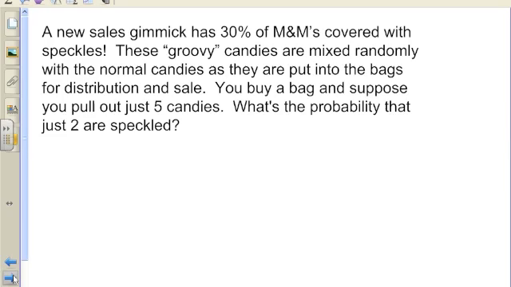So here's our question. A new sales gimmick has 30% of M&Ms covered with speckles. These groovy candies are mixed randomly with the normal candies as they are put into the bags for distribution and sale. So you buy a bag, and suppose you pull out just 5 candies. What's the probability 2 are speckled? Okay, we get 2 out of 5. I'm looking for the probability of 2 speckled out of 5.